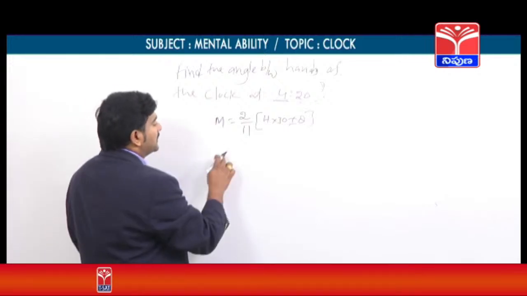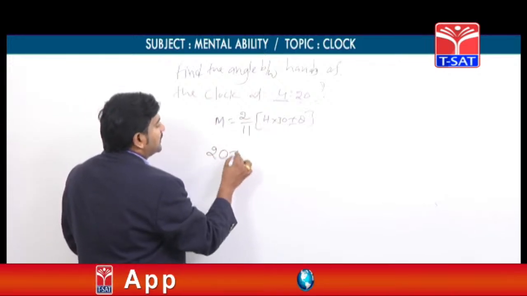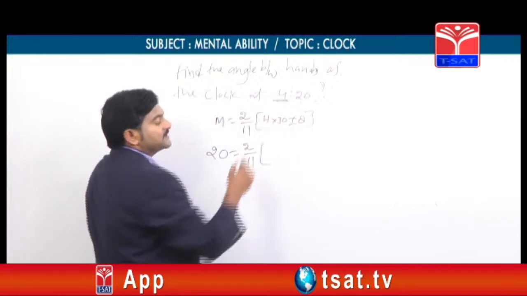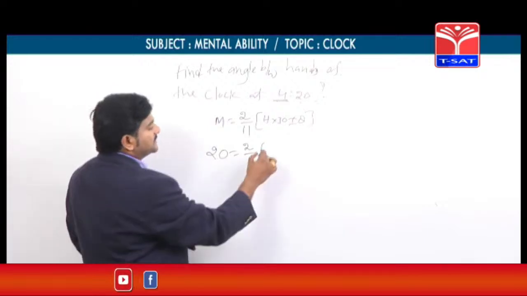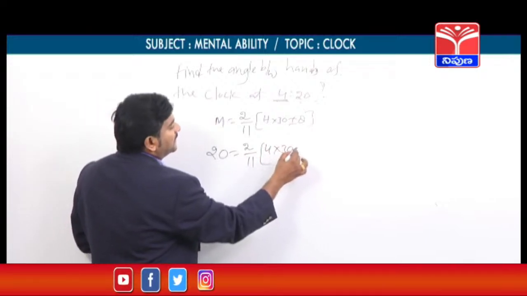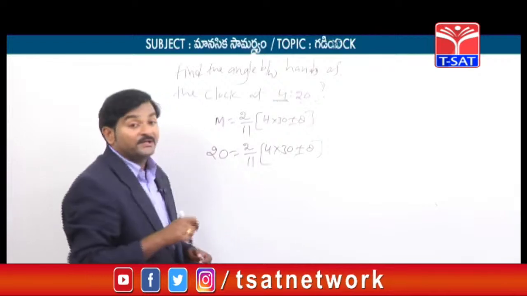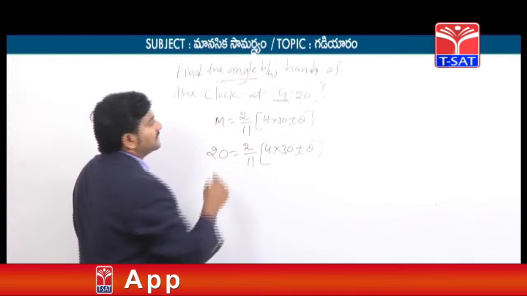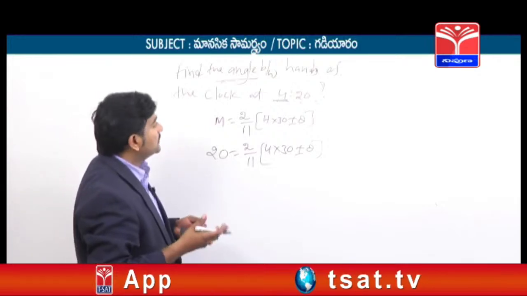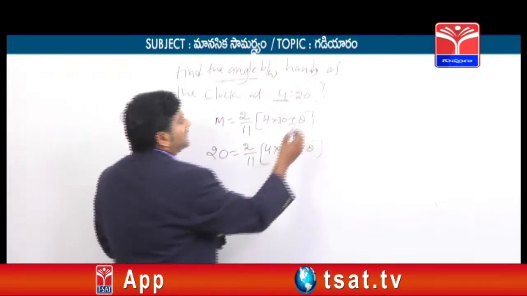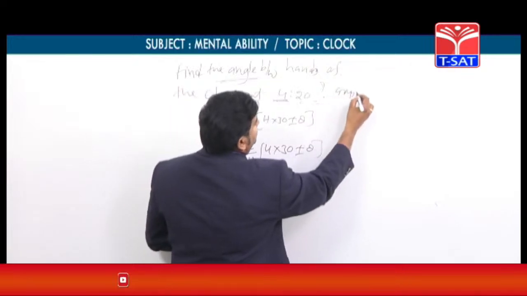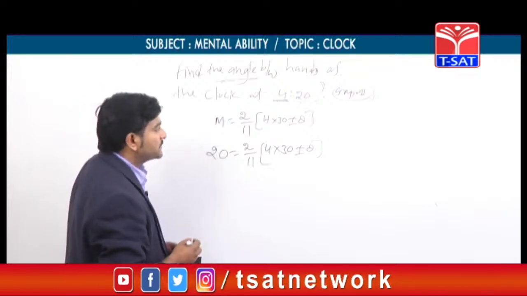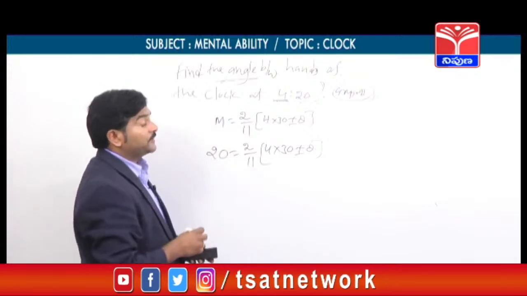So if you substitute, minutes is equal to 20. 20 is equal to 2 by 11 into h, and how many hours are given? 4 hours are given. So simply 4 into 30 plus or minus theta. Here we need to find the theta value only, because what is the given question? Find the angle between the hands of the clock at 4:20. Interestingly, this was previously asked in APPSC, not TSPSC, APPSC Group 2 bit actually. I think 2008 Group 2 bit.